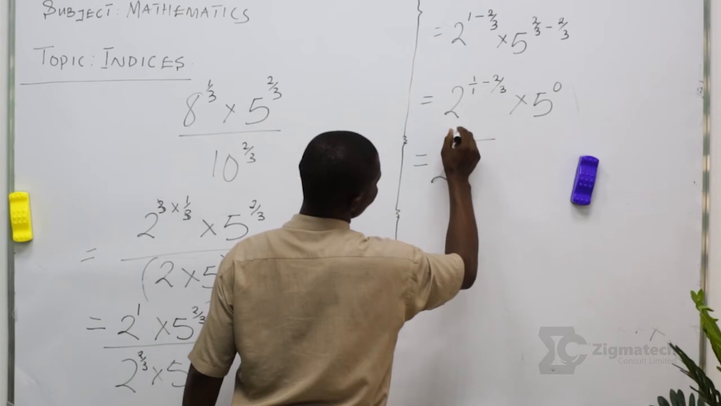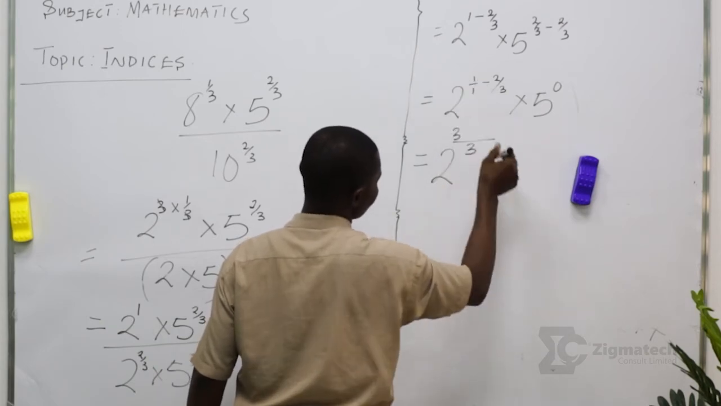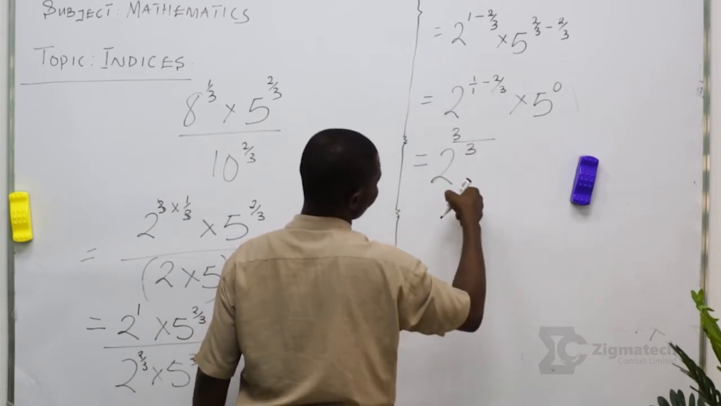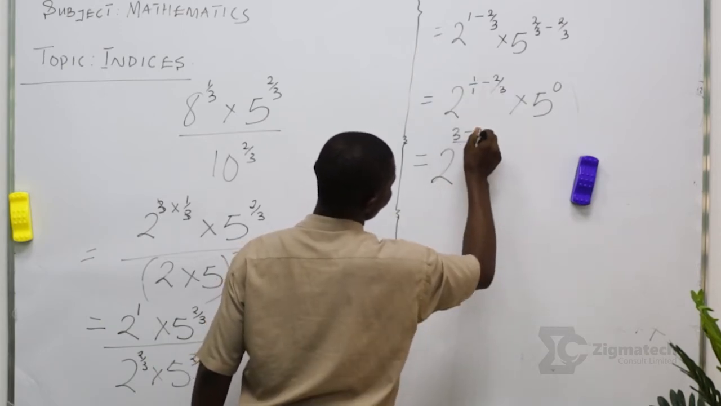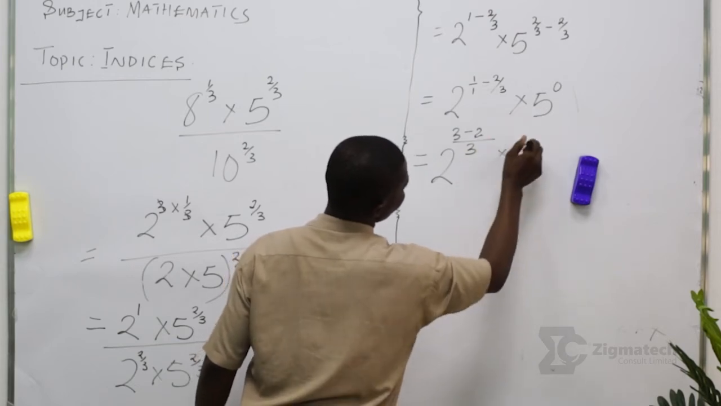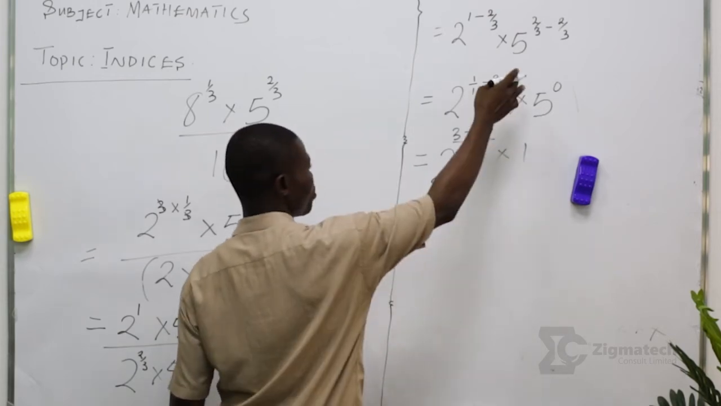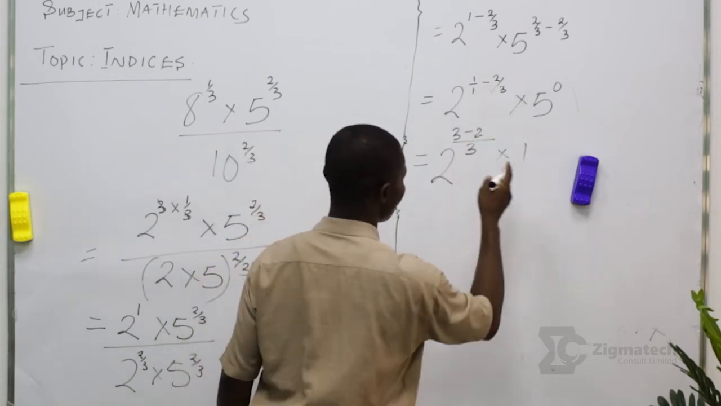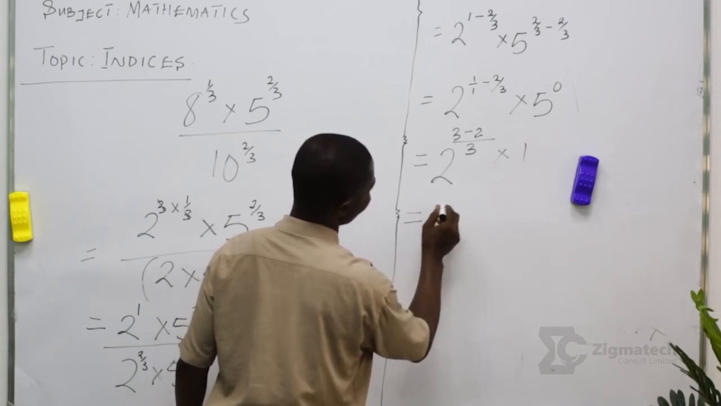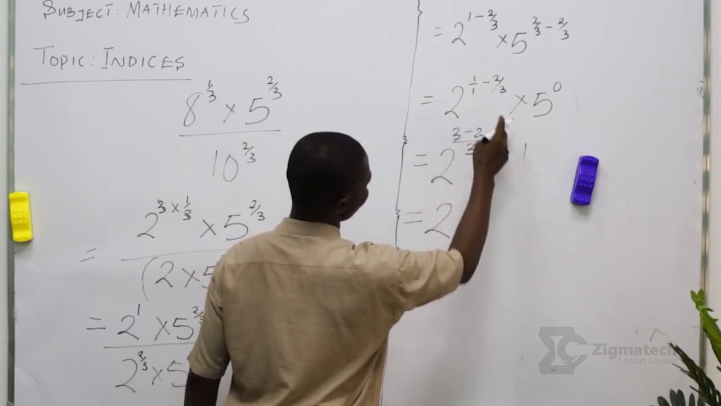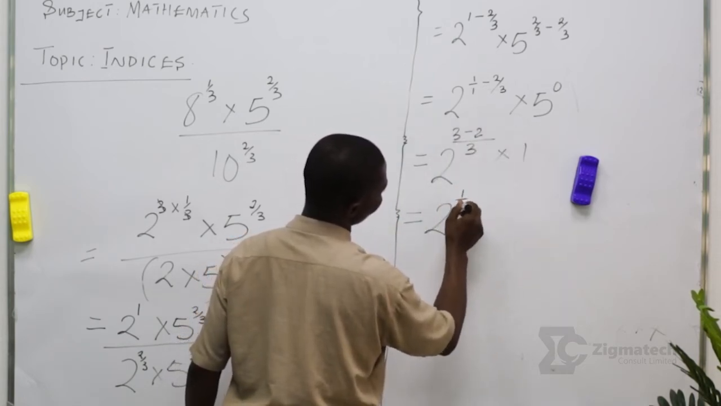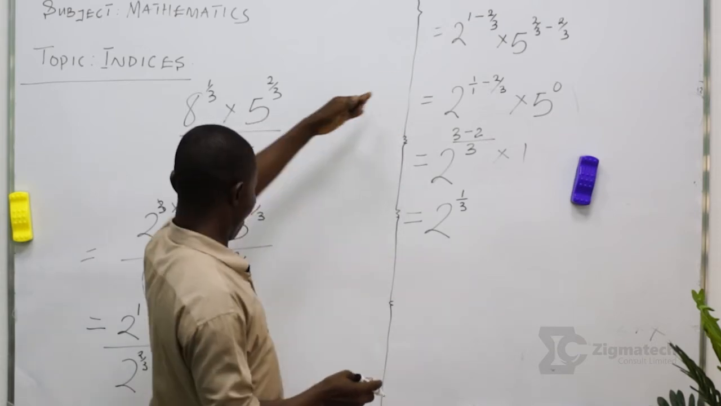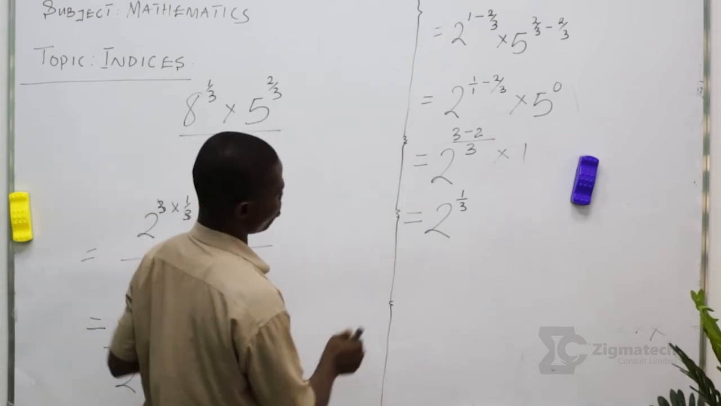3 divided by 1 is 3. Multiplied by 1 is still 3. 3 divided by 3 is 1. Multiplied by 2, which is 2. This one is already 1, because anything raised to the power of 0 equals what? 1. Therefore, we will have 2 raised to the power 3 minus 2, which is what? 1 over 3. The whole thing boils down to what?